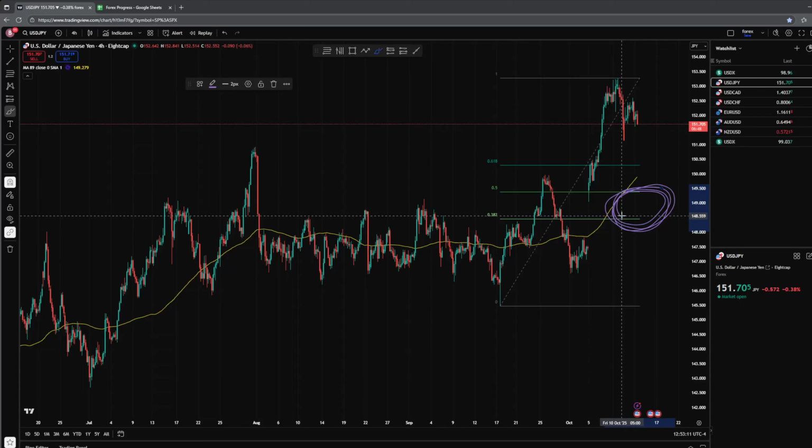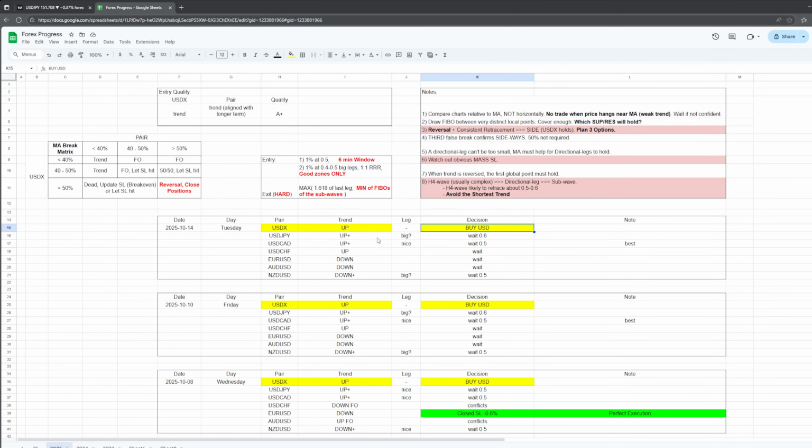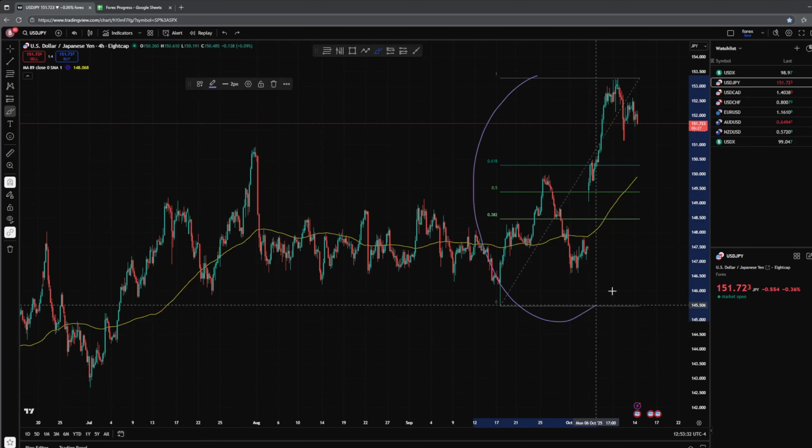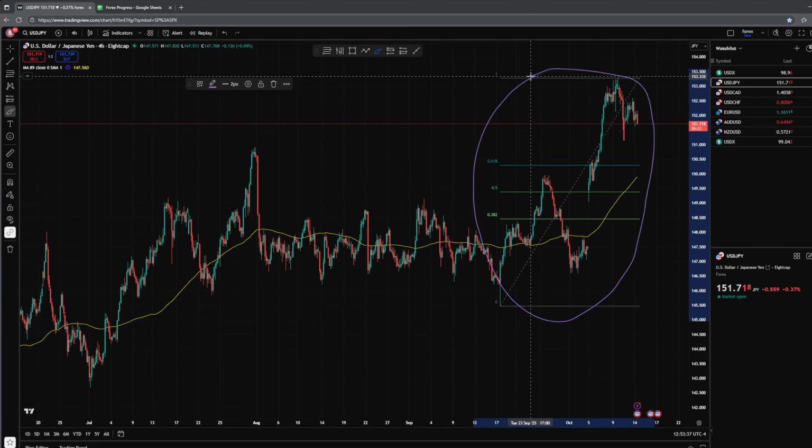Until that, we're going to let the market retrace. So let's write it down. USD Japan yen trend is up. Our decision is to wait for about the 60% retracement. So in terms of the price leg, the market seems to be on a little bit bigger leg, but that's okay. Usually it works out.